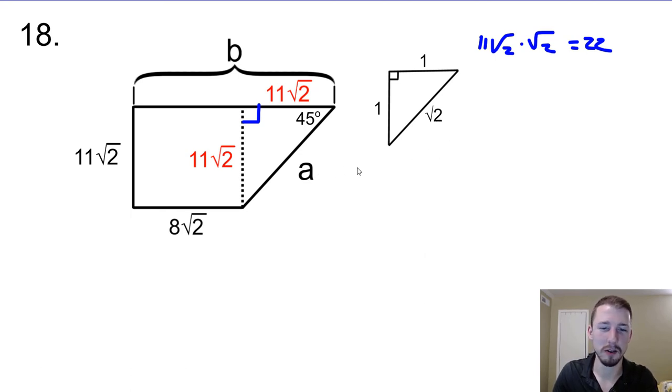All right, so this is going to be 22. And the next thing we have is what's the length of B? Okay, well, if this is 8 radical 2, that means this part up here has to be 8 radical 2 as well. Let me go ahead and duplicate that.